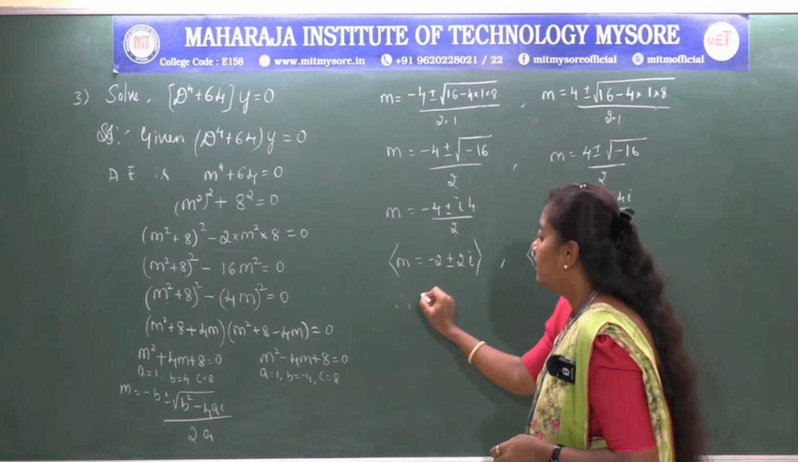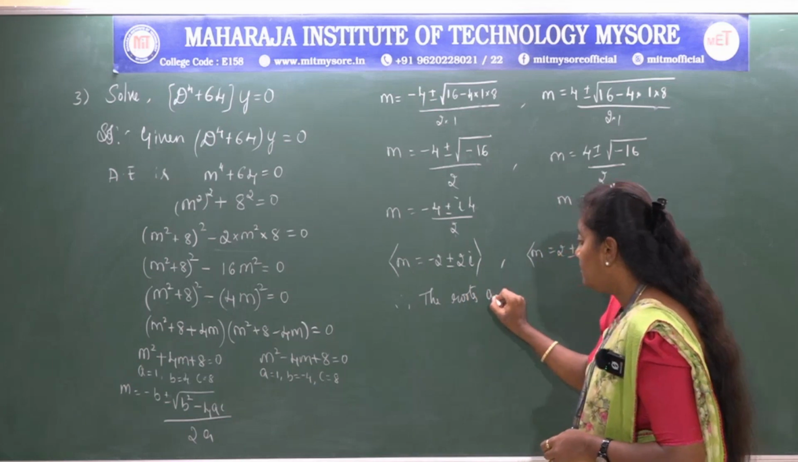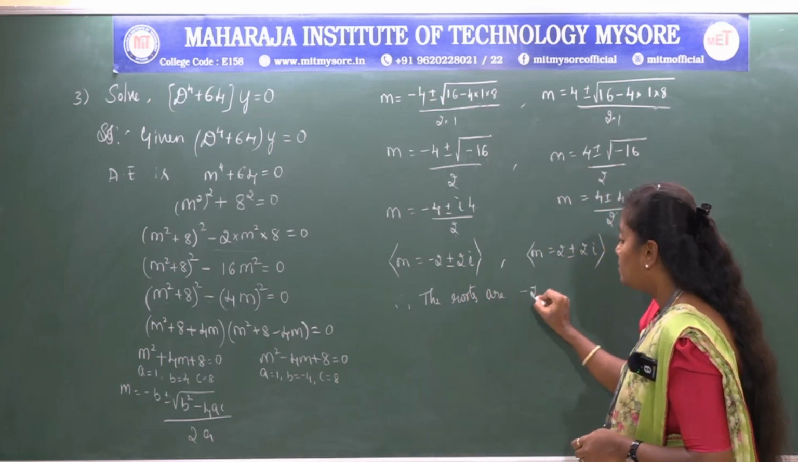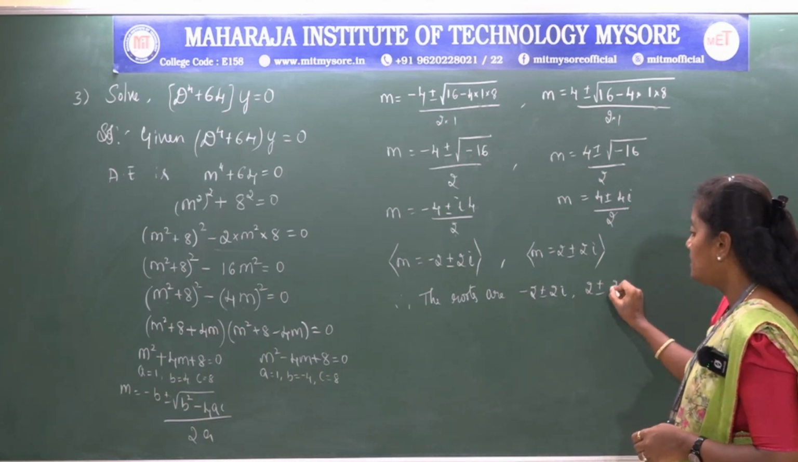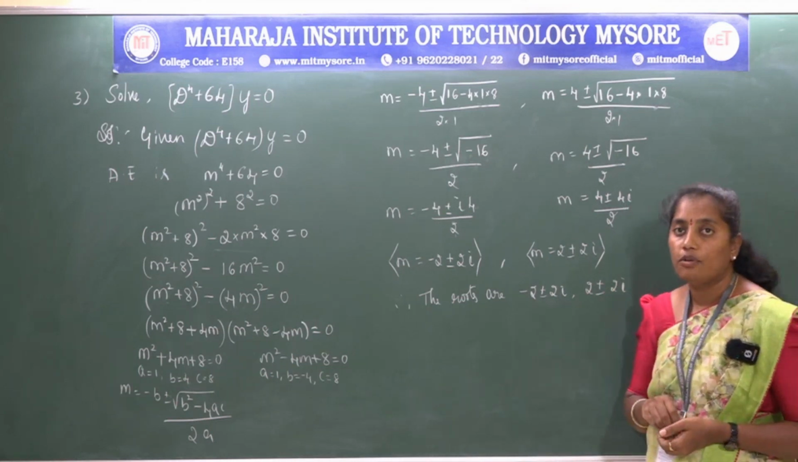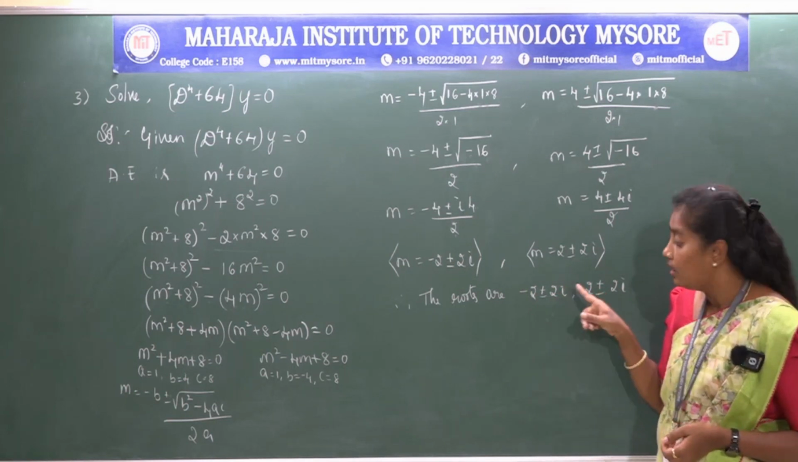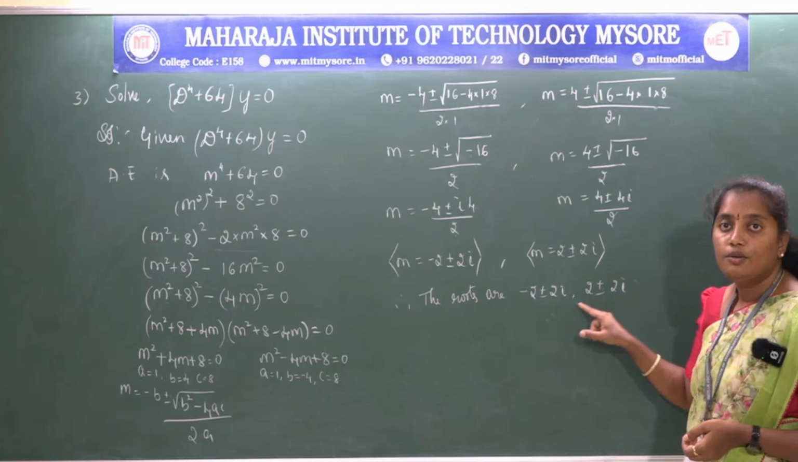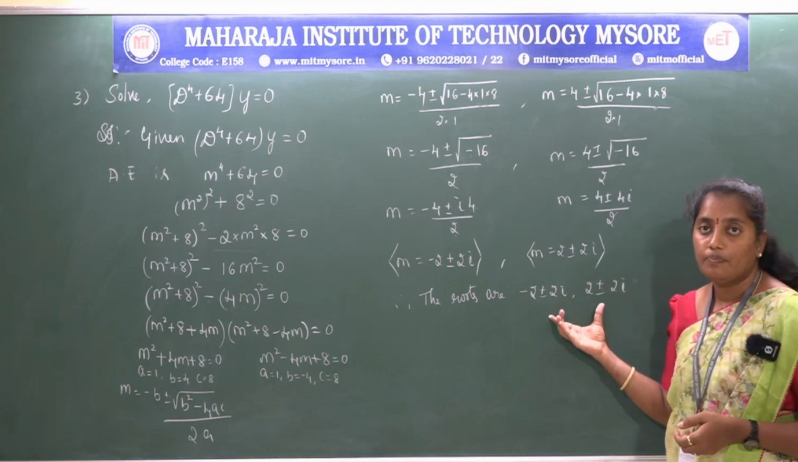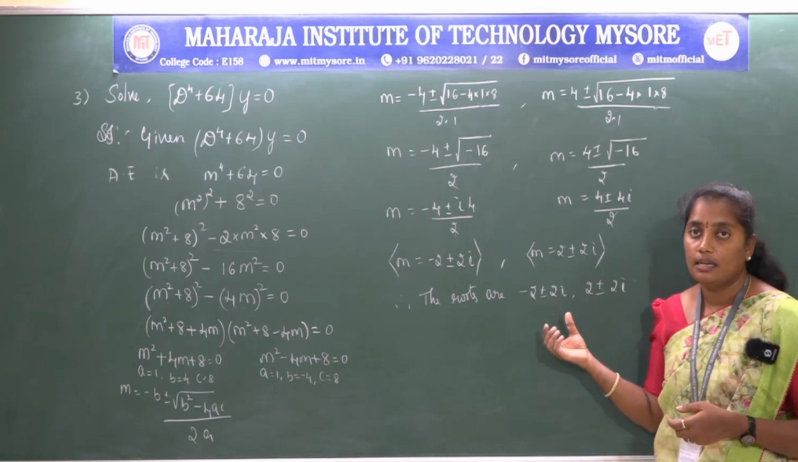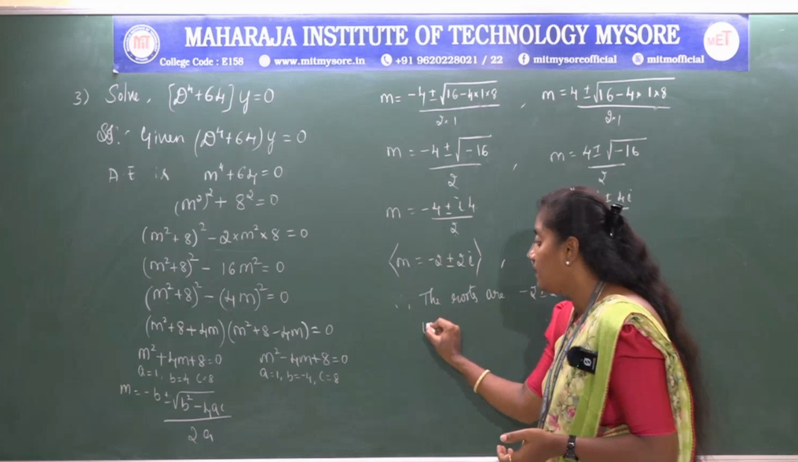So therefore, the complete roots of the given equation are minus 2 plus or minus 2i, 2 plus or minus 2i. So totally we have 4 roots: minus 2 plus 2i, minus 2 minus 2i, 2 plus 2i, 2 minus 2i, and the obtained roots are complex roots. That means it comes under case 3. If the roots are complex, then we have the complementary solution.